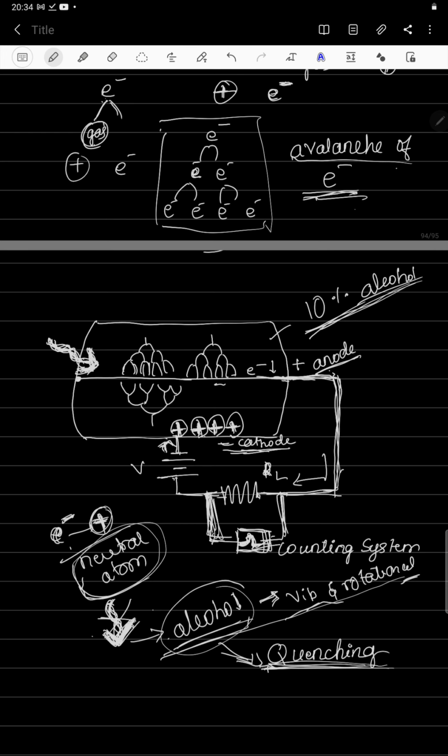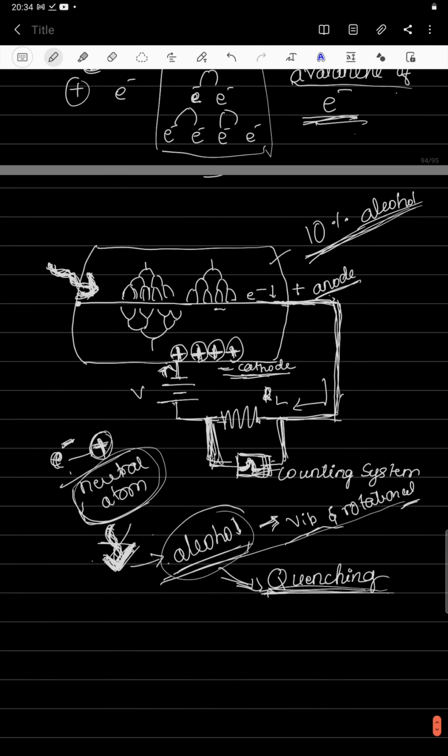In the next class we will study the characteristics of this GM counter and how it responds to the voltage.